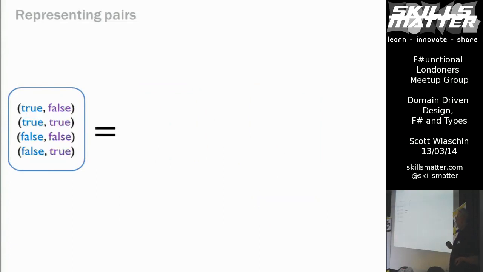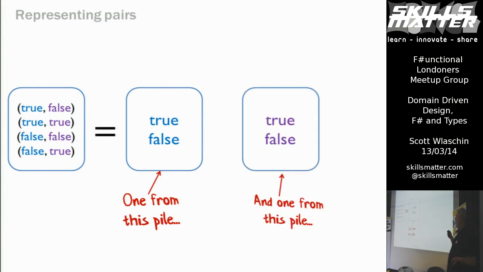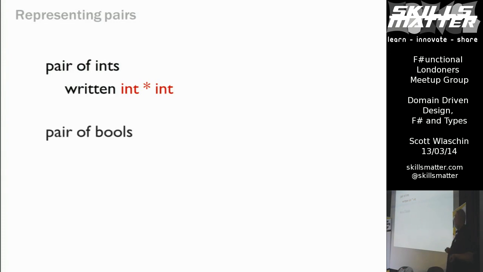So let's look at Booleans. One from the first pile, one from the second pile. There are 4 possible combinations. That's the same as multiplication. So when you write these types down, a pair of ints is written int star int, as if you're multiplying the types. I think that's quite nice. It may look a bit strange at first, but it actually makes a lot of sense when you understand what's going on. Similarly, a pair of booleans is written bool star bool.